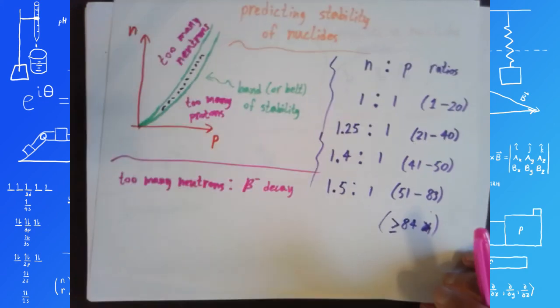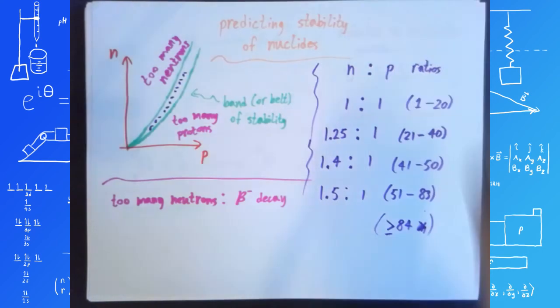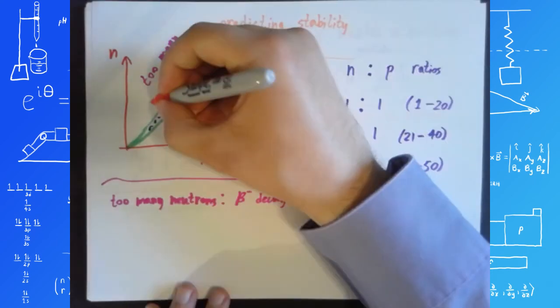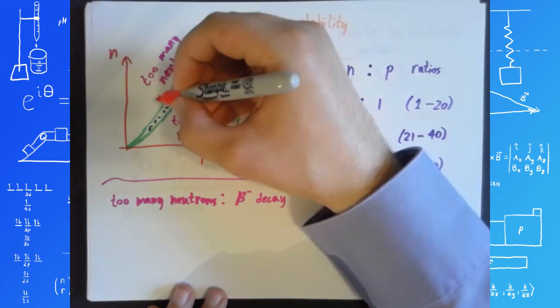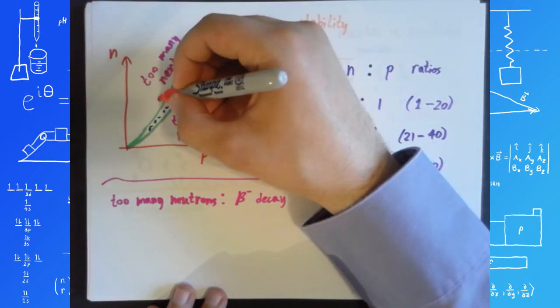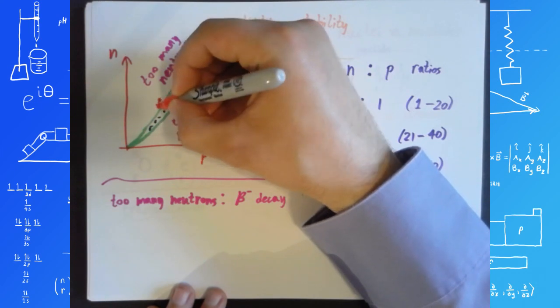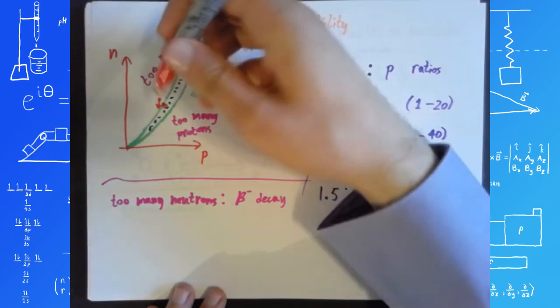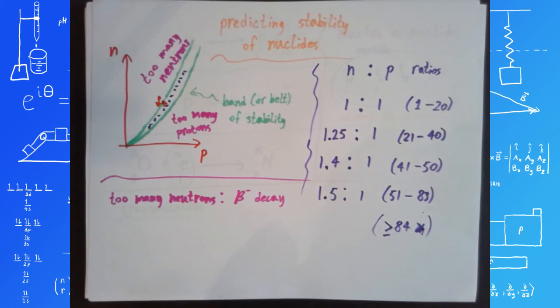So that would shift you to the right on this graph, if I'm not mistaken. Yeah, if you were outside here because you had too many neutrons, then it would shift you down and right. It would shift you down because you're losing a neutron, and it would shift you right because you're gaining a proton. So effectively, it moves you diagonally down and to the right if you're above the belt of stability.